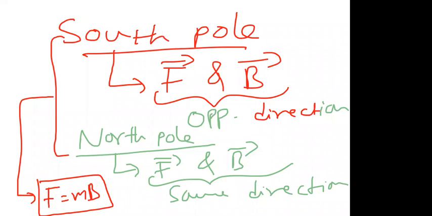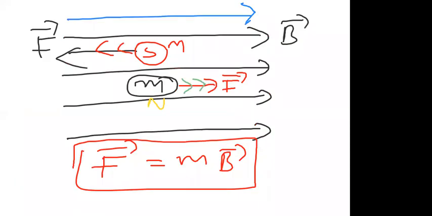For the south pole, F bar and B bar are in opposite directions. For the north pole, F bar and B bar are in the same direction. That is given in this diagram. And there are some other important points we have to go through now.